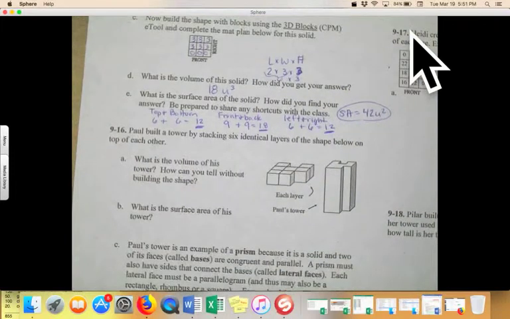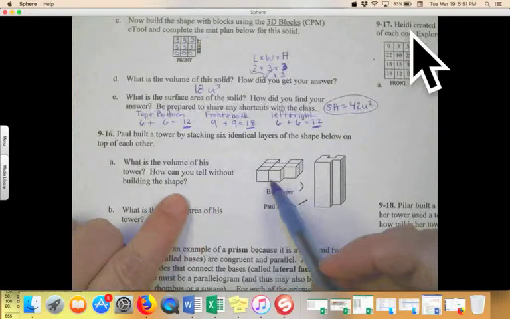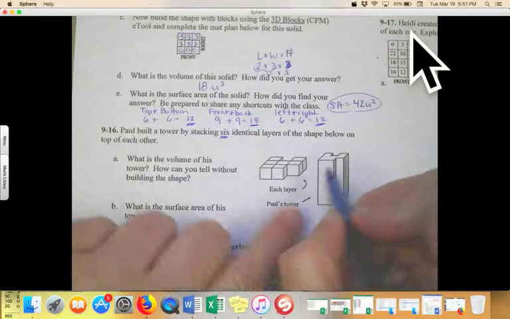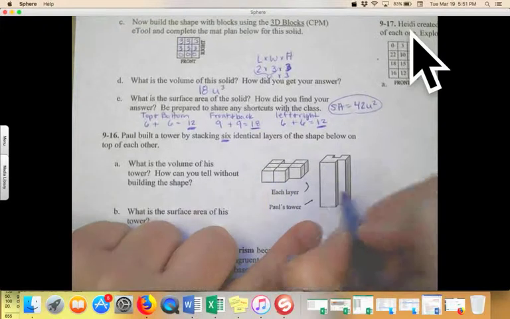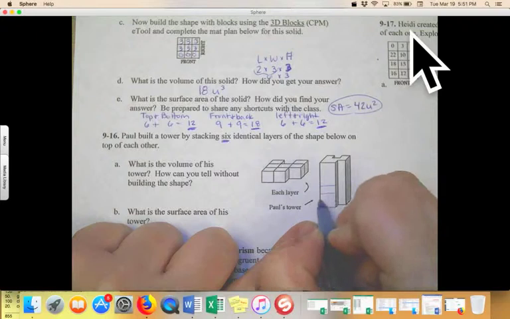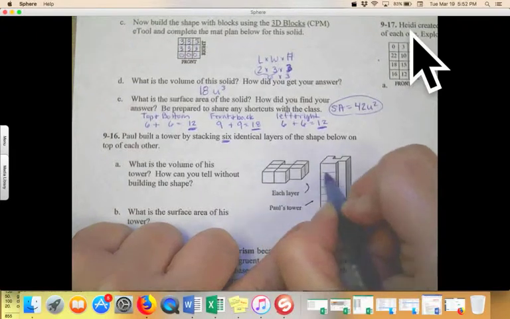So for 916, Paul built a tower by stacking 6 identical layers of the shape below on top of each other. What is the volume of his tower? So if there are 6 identical layers, this is your key here, 6 layers. So here's one layer, and here's the tower. If you want to sketch out where the 6 layers would show here, you can do this with dimension 1, 2, 3, 4, 5, 6.